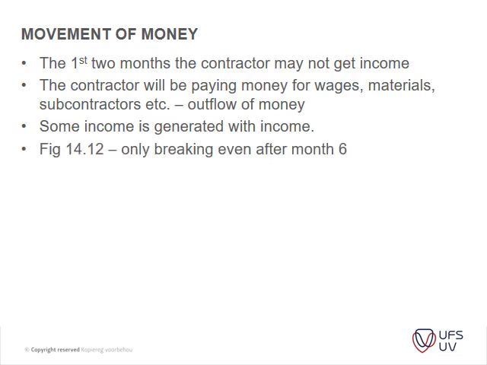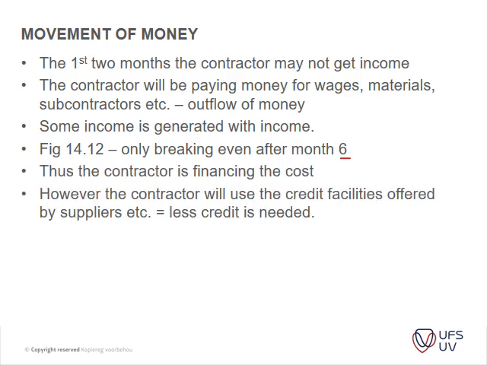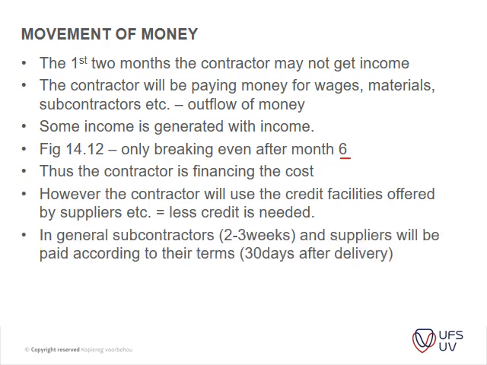Figure 14.12: you only break even after 6 months. Okay, in the example that they've got on page 318, we'll get into that now. You will see that you only break even after 6 months in the project, where your project actually gets into a positive cash flow. Thus the contractor is financing the project, and the contractor will use the credit facility offered by suppliers to lessen the impact of this deficit.